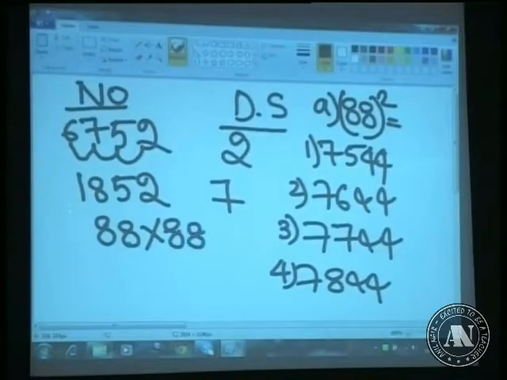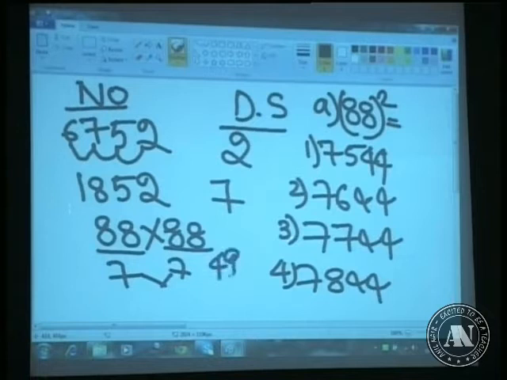88, agreed? 88's digital sum is 7, agreed? This is also 7. What is 7 times 7? 49. What is 4 plus 9? 13. What is 1 plus 3? The digital sum in the question is 4. So it should be 4.